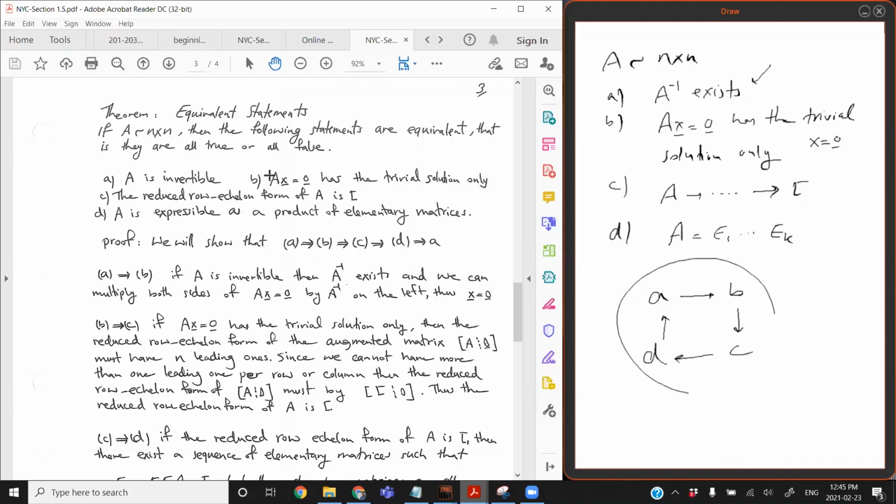A is invertible. That is equivalent to this homogeneous linear system having the trivial solution only. It is equivalent to the reduced row echelon form of A being I. That means you can perform a series of row operations to transform A to the identity matrix. And the 4th statement says that A can be expressed as a product of elementary matrices. And this is the way that we prove that. We prove A implies B, B implies C, C implies D, and D implies A.